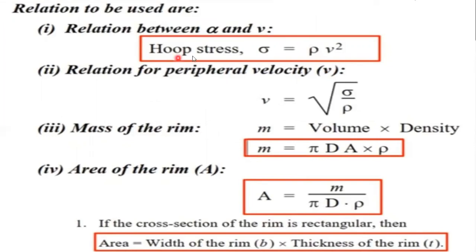The relation between hoop stress and peripheral velocity is sigma is equal to rho, density, into peripheral velocity square. So the peripheral velocity is just taking rho downwards and putting the square root. Mass of the rim m is equal to volume into density. Volume is pi d A, density rho. Area of the rim A is equal to, taking pi d rho downwards, m by pi d rho. If the cross sectional area is rectangular, then it's breadth into thickness.